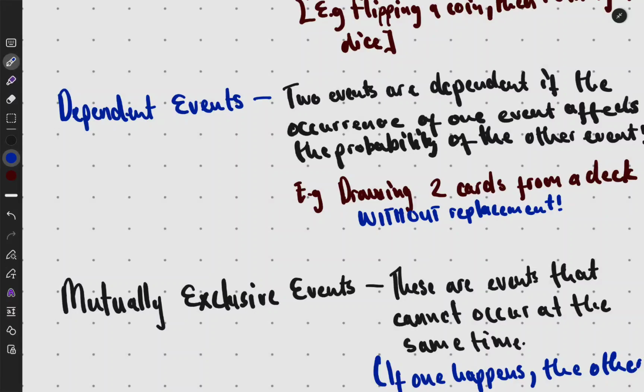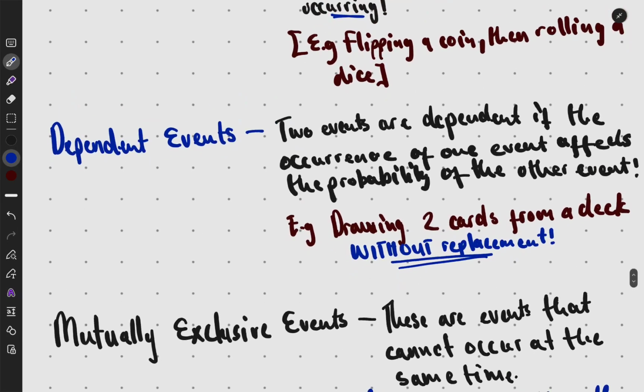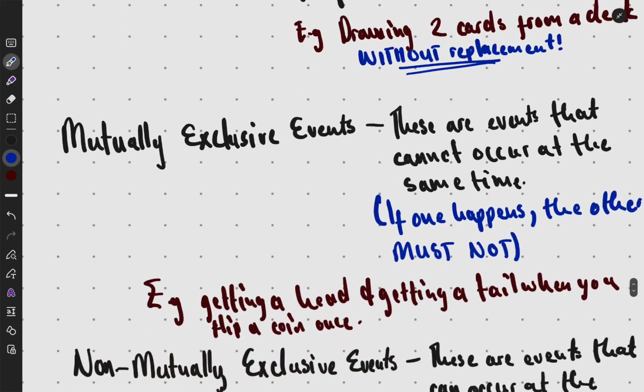So here an example is drawing two cards without replacement. These are dependent events. If we are not replacing, these are dependent events. An independent event, where we say the occurrence of one does not affect the probability of the other, will be picking with replacing. Okay, remember that. Now let's go to another type.